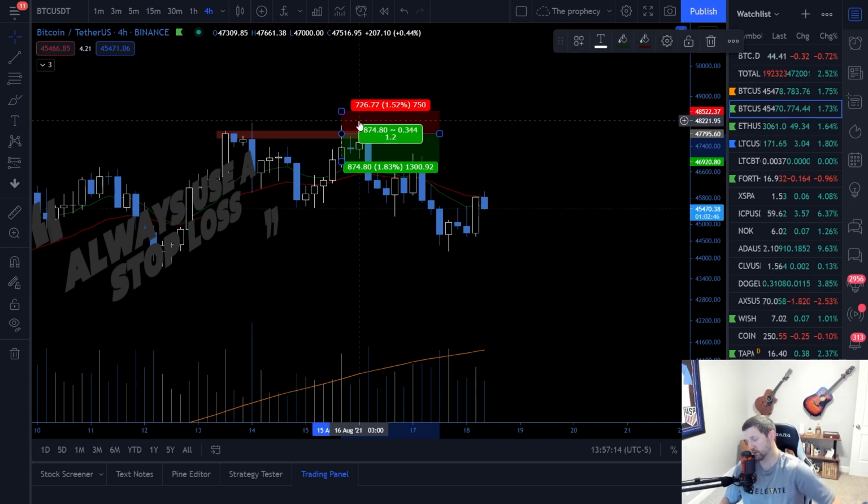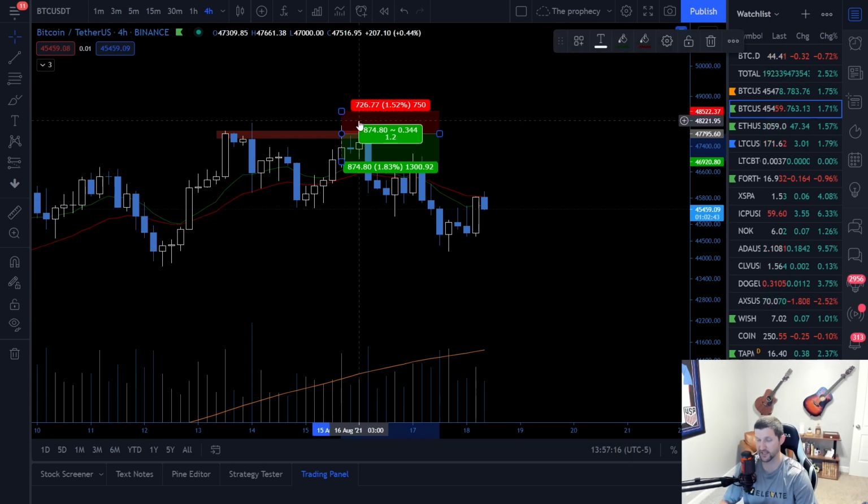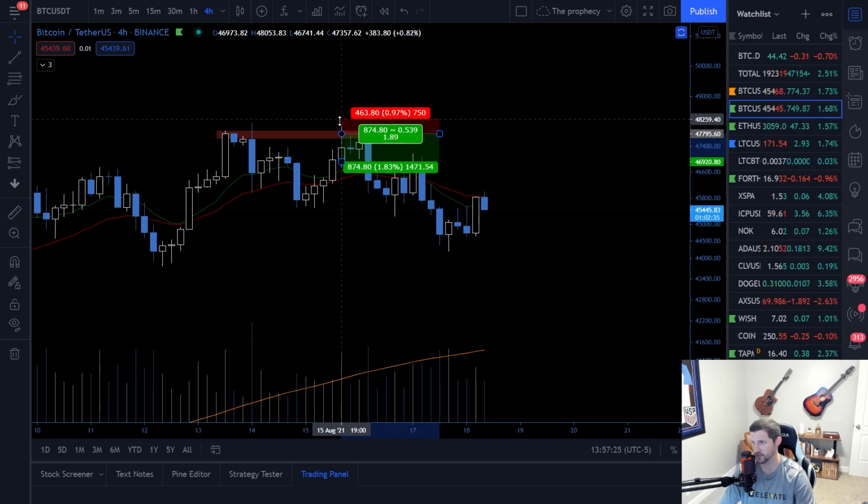And if you have also been watching this series and have seen my risk management videos, you will know that if your stop loss is wider, you should be using a smaller position size. So I could use a little bit larger position if my stop loss is here.